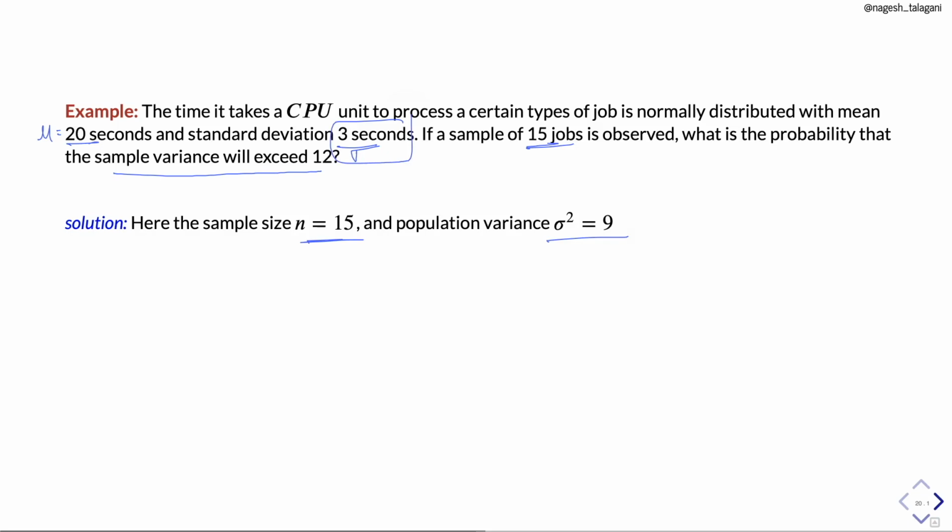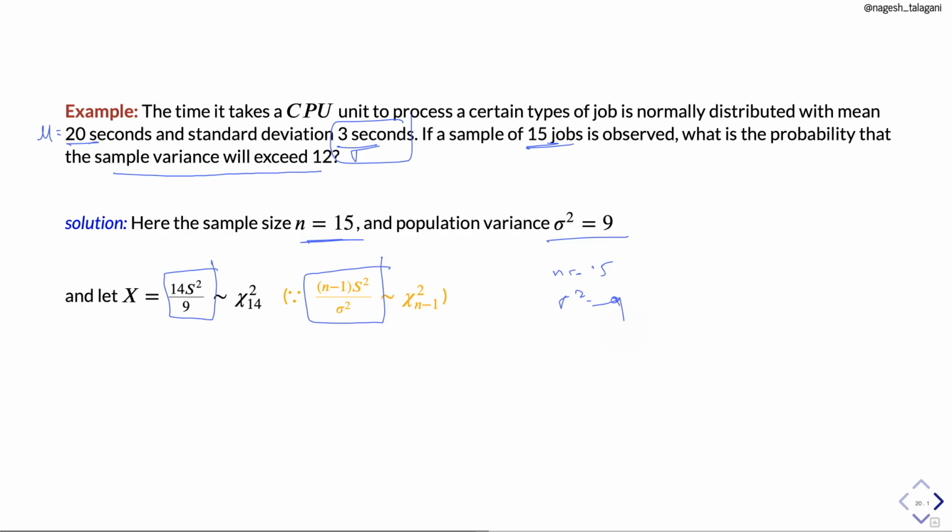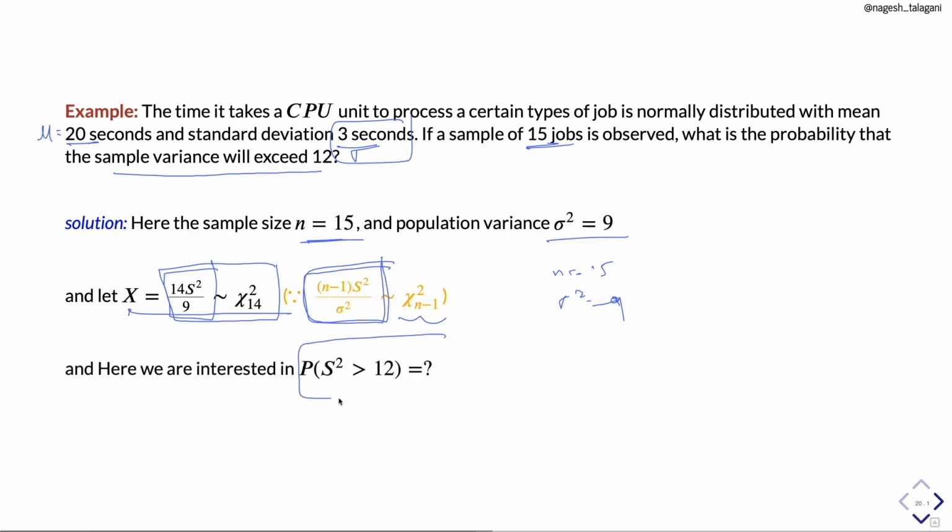Now let me consider the random variable x, which is 14 s square by 9. This looks like n minus 1 times s square by sigma square for n equal to 15 and sigma square equal to 9. We know that n minus 1 times s square by sigma square follows the chi-square distribution with n minus 1 degrees of freedom. So this 14 s square by 9 will follow the chi-square distribution with 14 degrees of freedom. So this x follows the chi-square distribution with 14 degrees of freedom. Here we are interested in the probability of s square greater than 12.